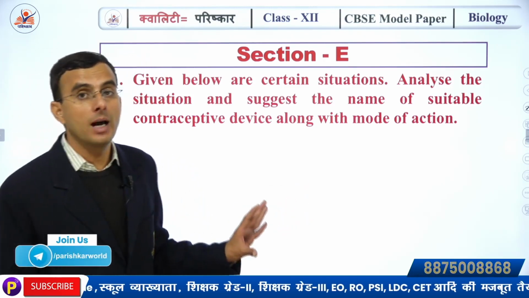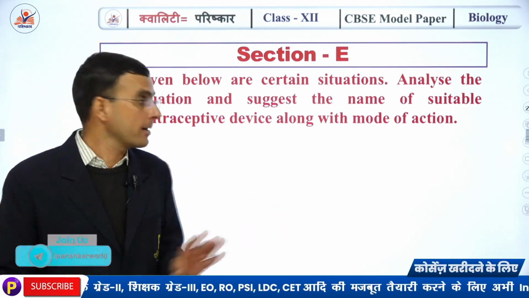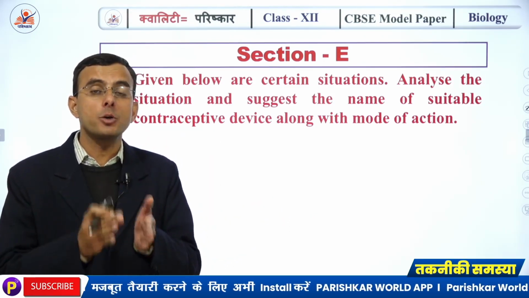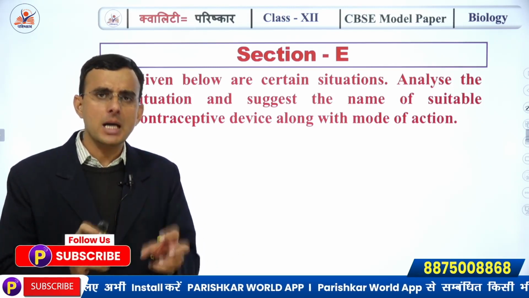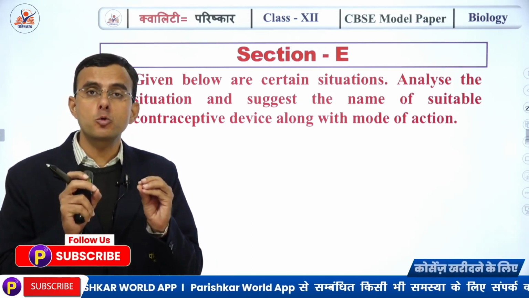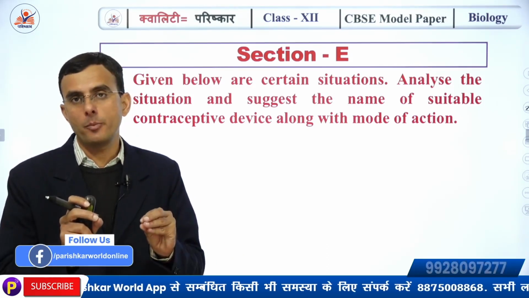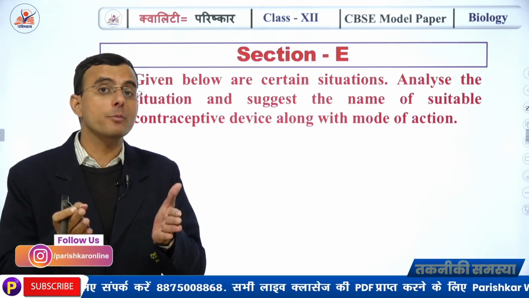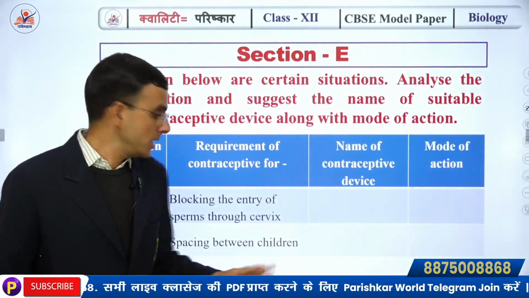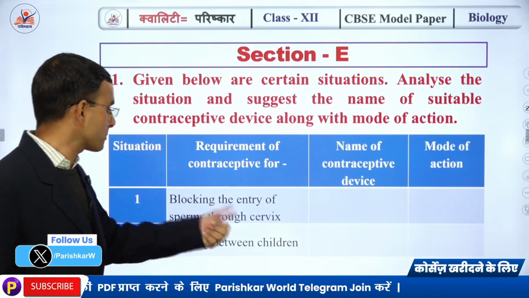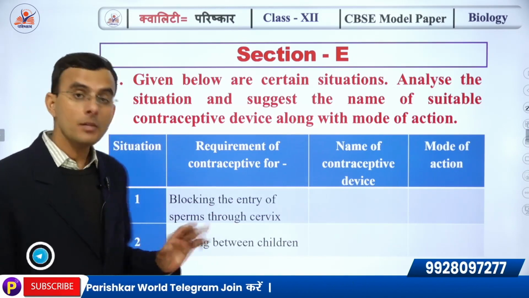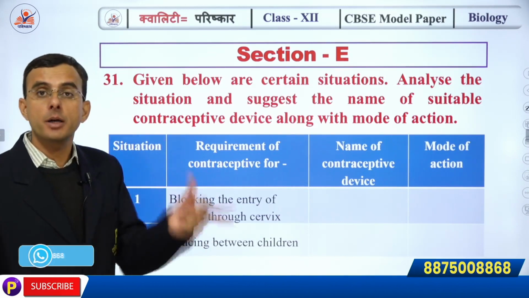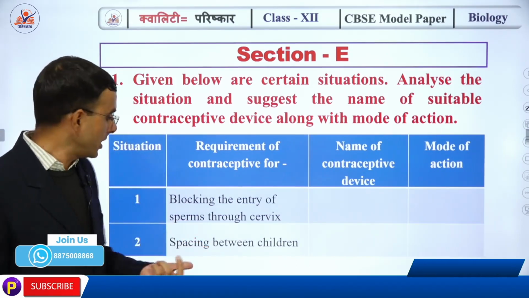That is reproductive health, and in reproductive health we know that there is population control. In population control we are utilizing mechanisms by which we are able to control the growth of the population, and there is research, and in that research we are able to develop some technologies. So the first one is blocking the entry of sperm through the cervix. We have to stop the entry of sperm into the female body. That is the first one.